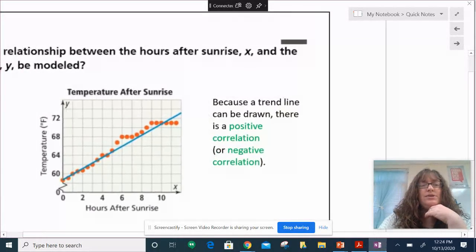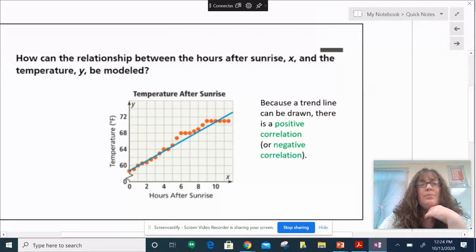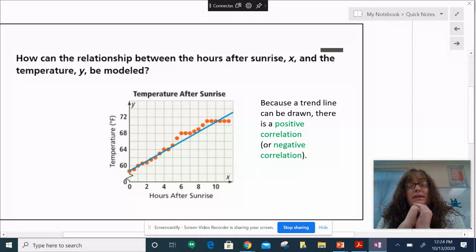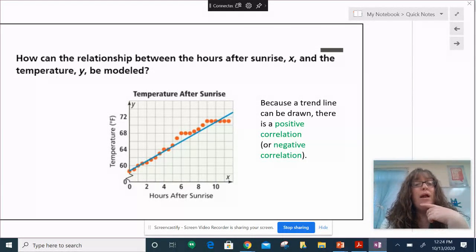All right, so now we're going to begin talking a little bit more about the line of fit, or a trend line, as some might call it. This takes us back to that first graph that we looked at, the relationship between the hours after sunrise and the temperature. So the more hours we get after sunrise, the higher the temperature goes. That's a positive association. And if I were to draw a line of fit, it would have a positive slope.